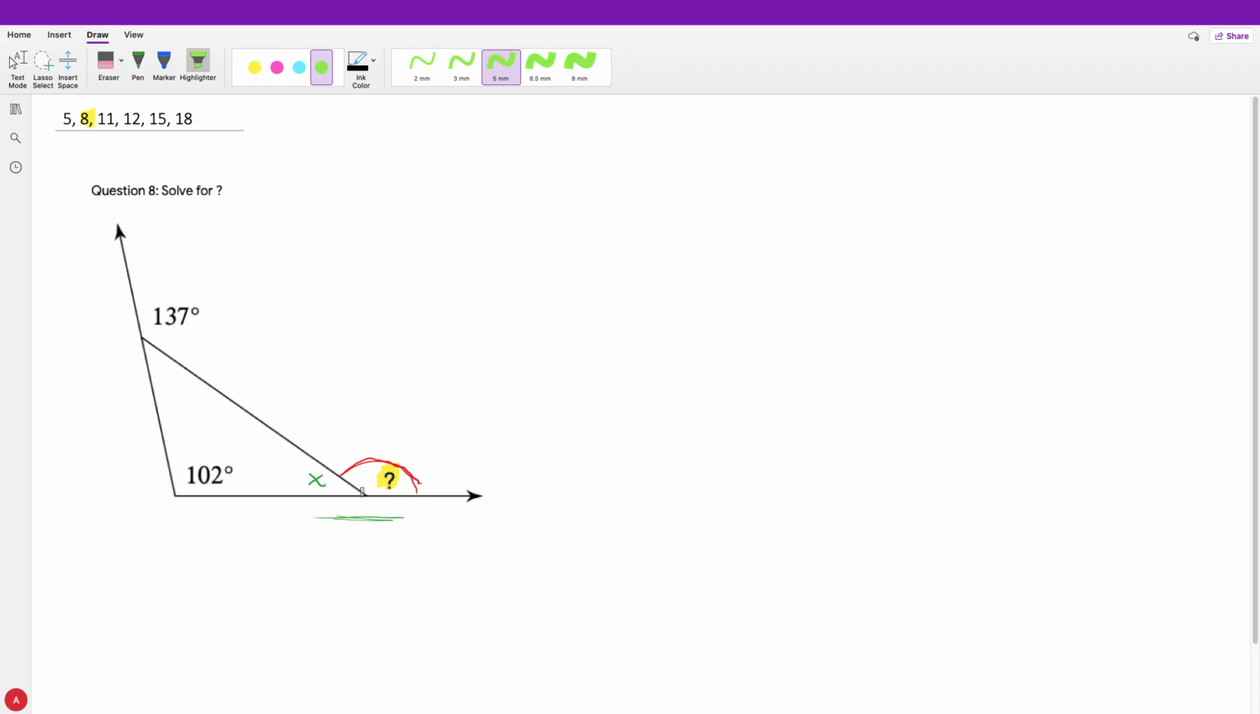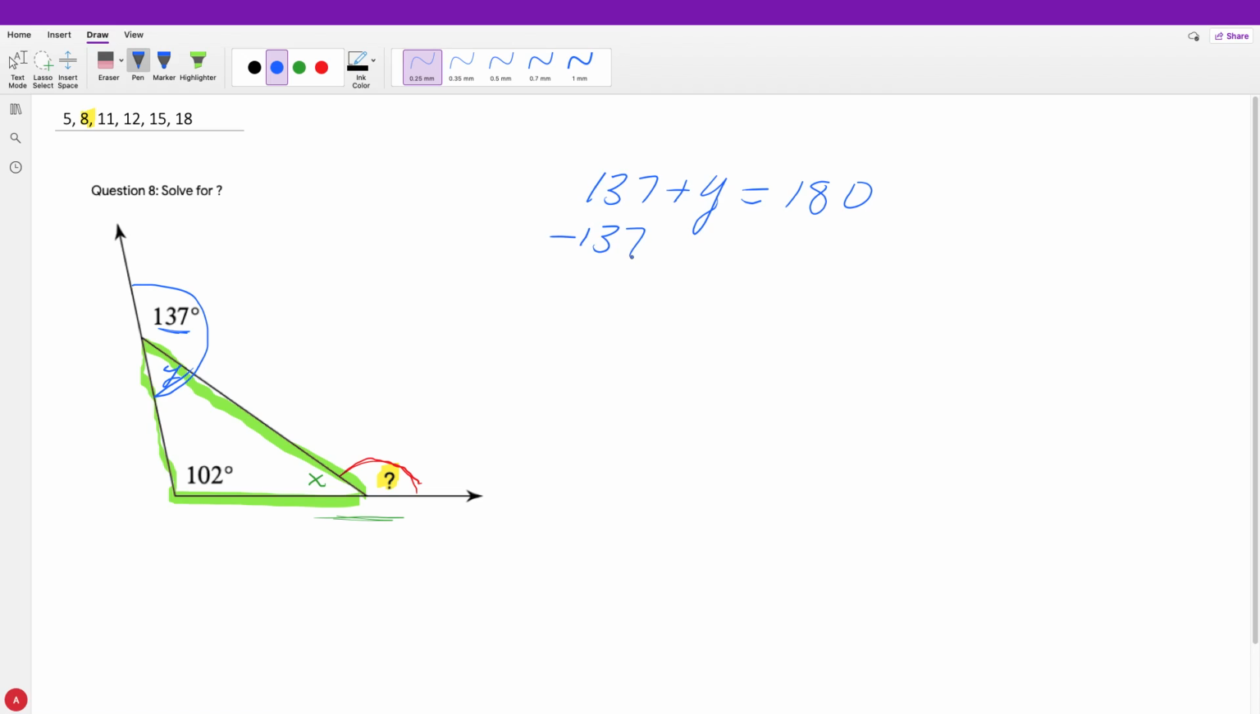So now let me see what this x is part of. If I look here, I see that this x is part of a triangle. So if I can figure out this angle that I'm going to label y, then I can solve for x, because I know that a triangle adds up to 180 degrees. They're giving me 137 here, and I know y and 137 form a straight line. They're supplementary, so they add up to 180. So I can say 137 plus y is equal to 180. I'll subtract 137 from both sides, and that means y is equal to 43 degrees.